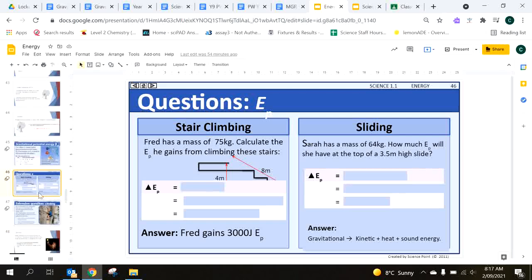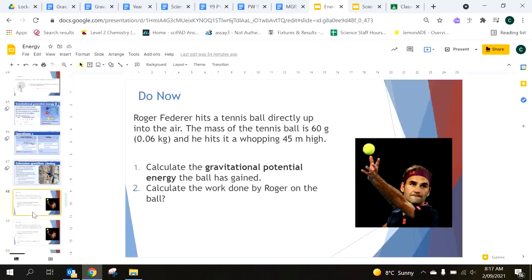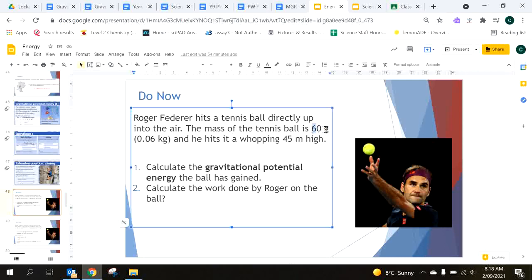Okay, so moving down, I want to have a look at Roger Federer. So in this particular example, Roger Federer, who's a famous tennis player, hits a tennis ball directly up into the air, so straight up. The mass of the tennis ball is 60 grams, so we're going to have to convert that to kgs. And he hits the ball 45 meters high. And in this question, we're going to look to calculate gravitational potential energy.